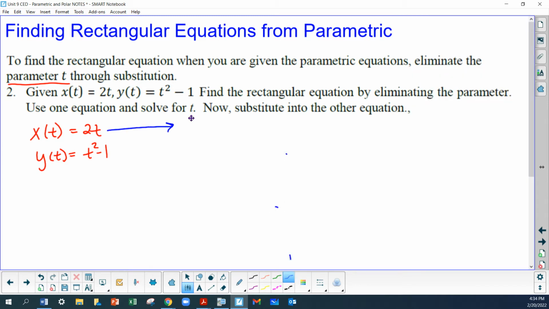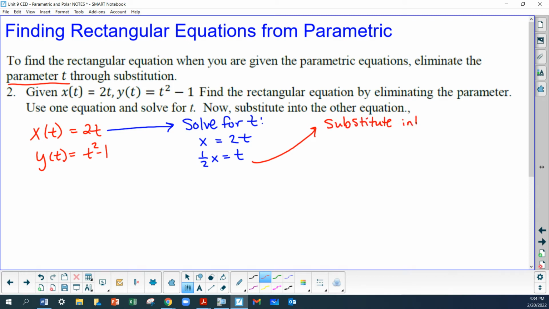So what I'm going to do here is solve for t. I want to express this now as t equals a value. And to do that, I would have x equals 2t, or 1/2 x equals t. Now what I can do is sub that into my y equation.